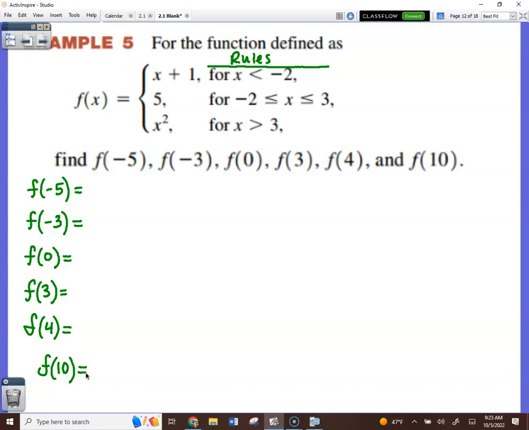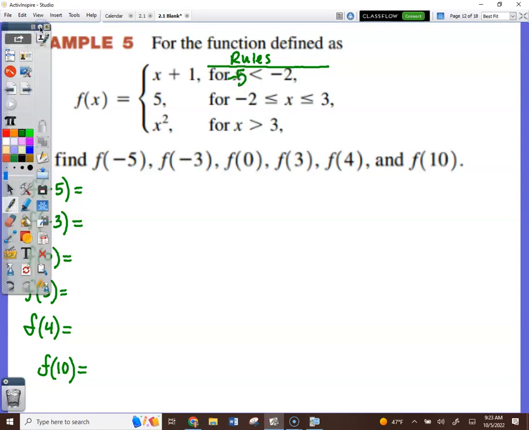Negative 5. Visualize to yourself putting negative 5. Let me make the marker thicker so you can see. Visualize putting negative 5 in place of these x's, and then which one is true? Whichever one is true is the one you use. Is negative 5 less than negative 2? Yes. If you think of the number line, yeah. Then just double check the others. Is negative 5 between, this is how you read it, it's between negative 2 and 3? No. Is negative 5 greater than 3? No. So that's a way to check yourself.